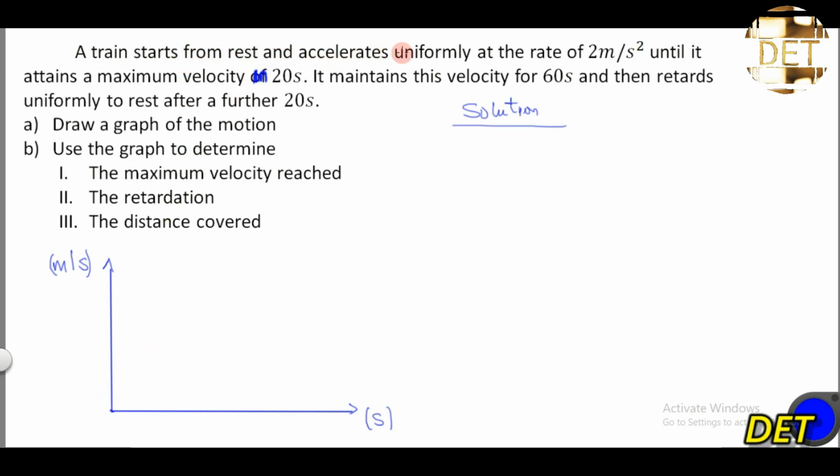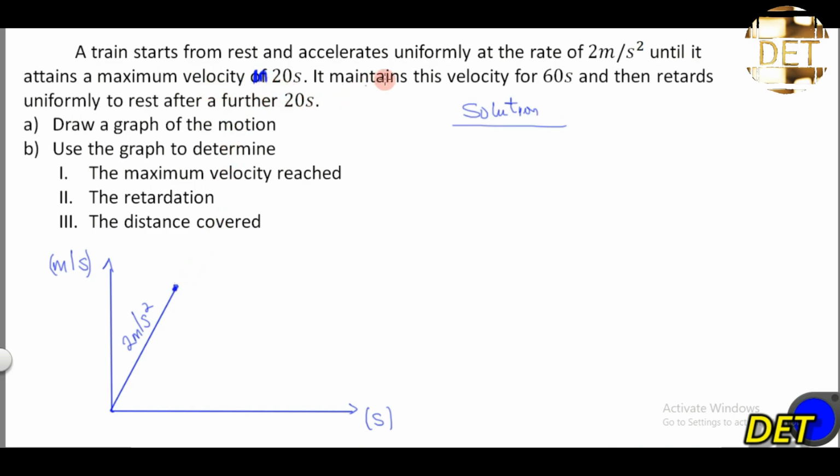It starts from rest and accelerates uniformly at a rate of 2 meters per second square. So this is the acceleration, right? It accelerates uniformly at a rate of 2 meters per second square until it attains a maximum velocity in 20 seconds. So the maximum velocity is the height that is reached in 20 seconds.